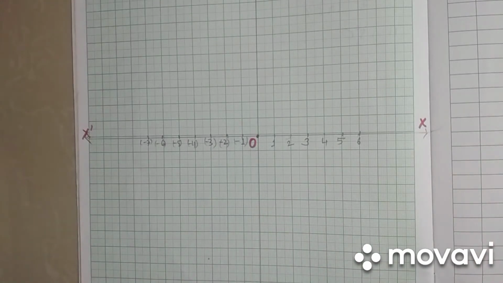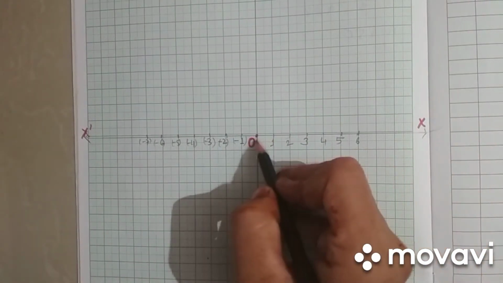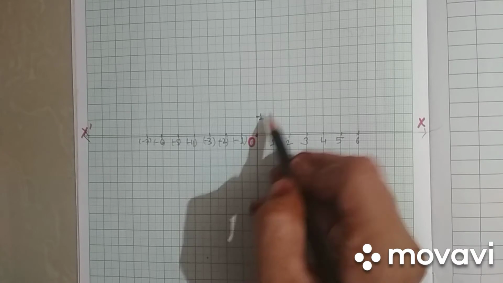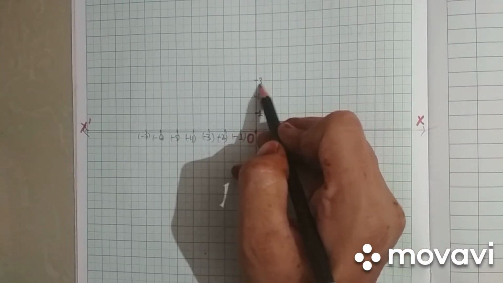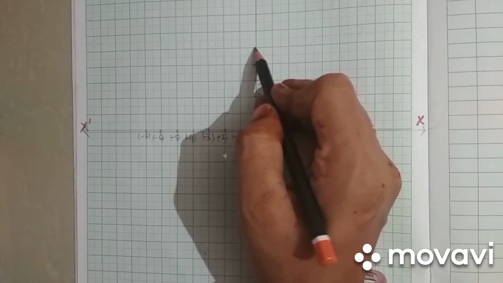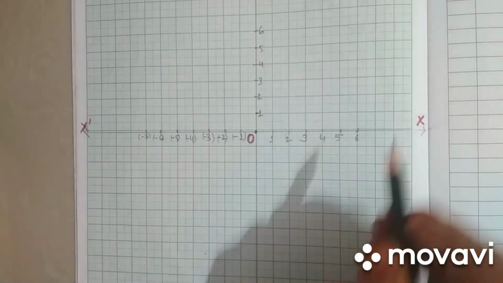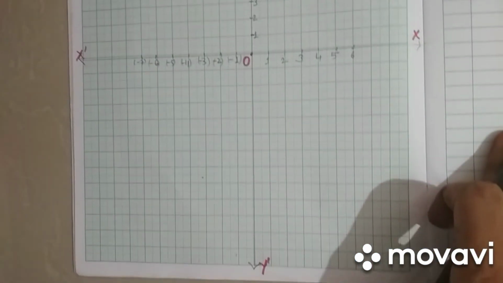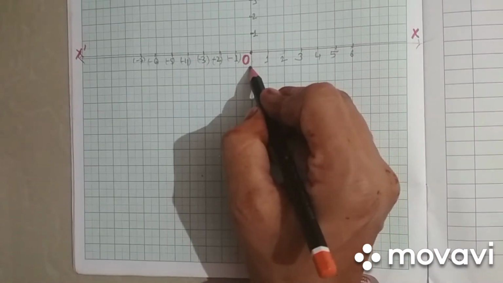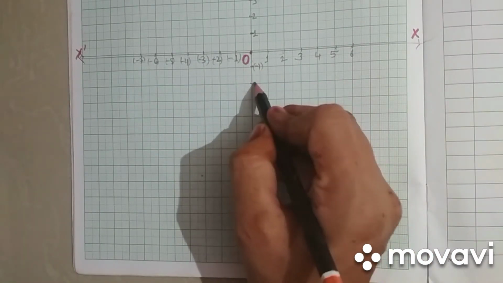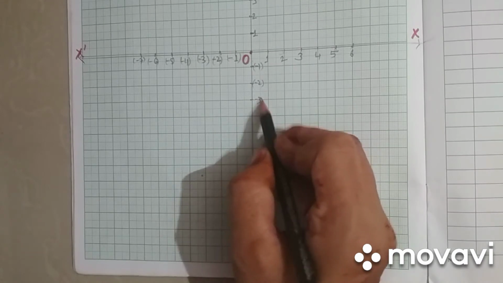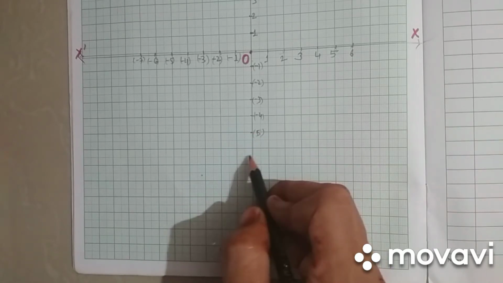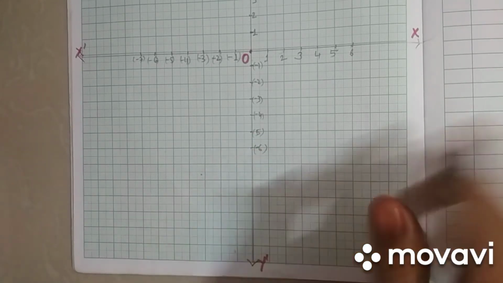Same way on the vertical line of O, Y, start plotting it: 1, 2, 3, 4, 5, 6, 7, 8. Same way down also, O, Y dash, it will give us -1, -2, -3, -4, -5, -6 and so on.